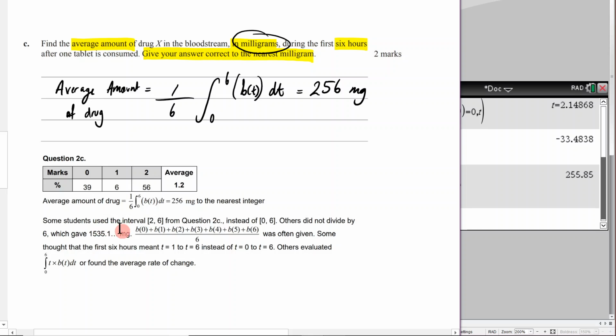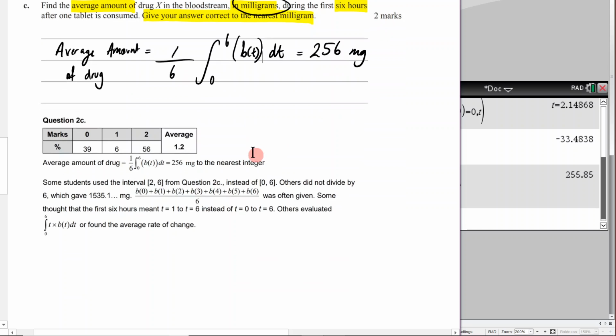Some students used the interval 2 to 6 from question 2c instead of 0 to 6. Others did not divide by 6, which gave them this. This right here was often given. So, okay, that was taking each individual point, 0, 1, 2, 6, and then dividing it by 6. Some thought that the first 6 hours meant T1 to T6 instead of T0 to T6. Others evaluated this or found the average rate of change. Okay, so with that being said, remember 2 marker, show some working, and then give your answer.